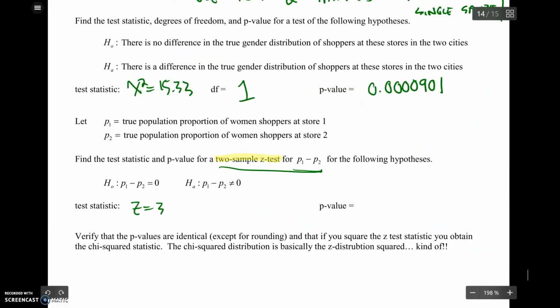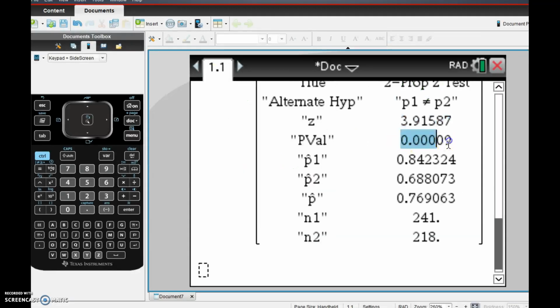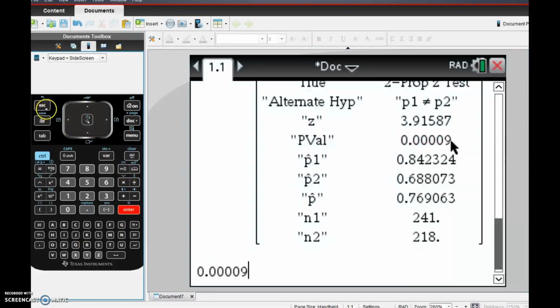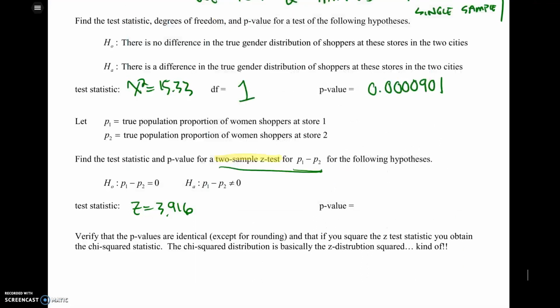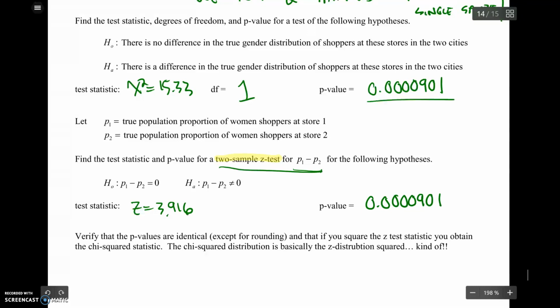Z equals 3.916. And the p-value 0.00009. Does that look familiar a little bit? Let's make sure it's exactly the same. Hit enter. 0.901. So it looks like it's about the same. Yeah, looks like they're the same.